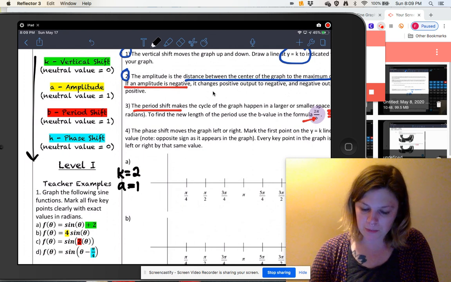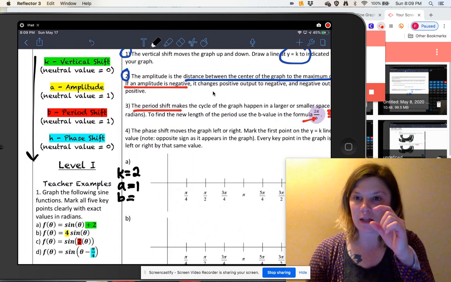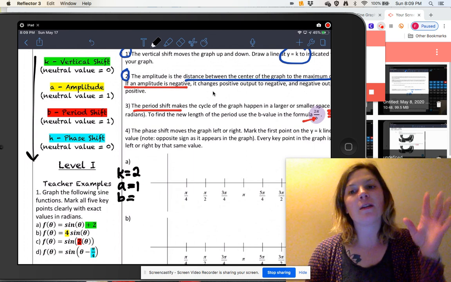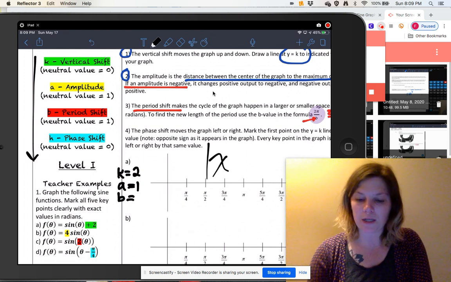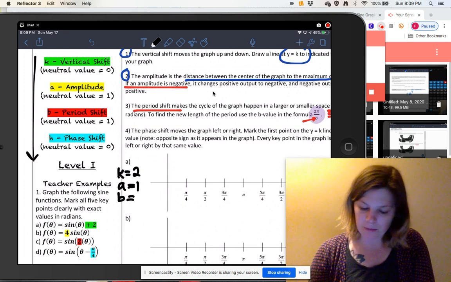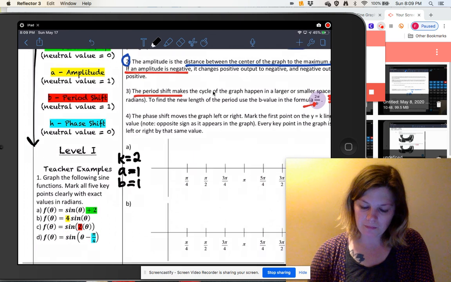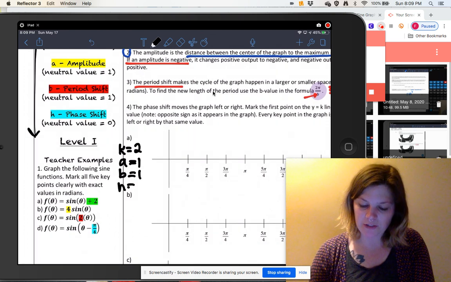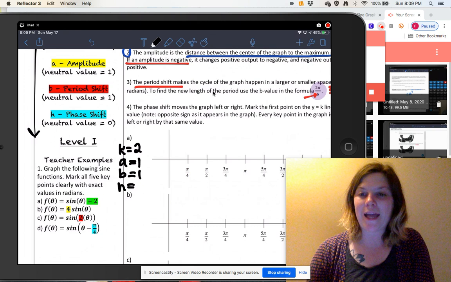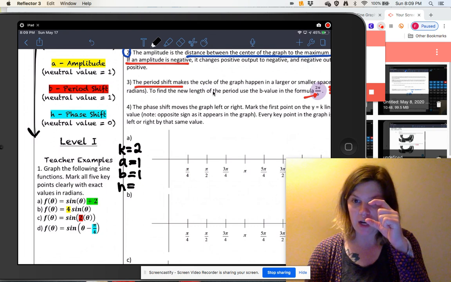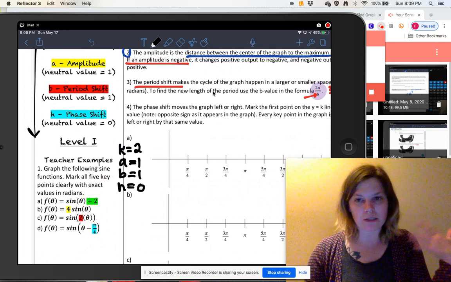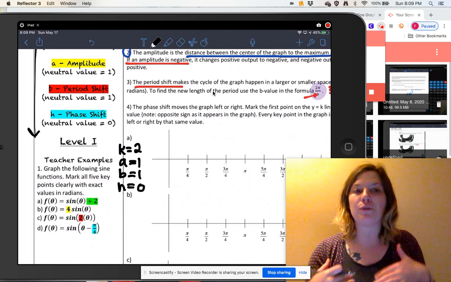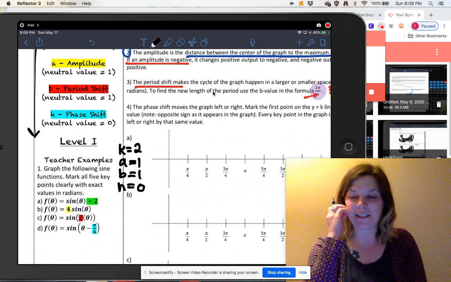All right, and then our B value, there's no number multiplying the theta symbol. Well, you know that it's a secret 1, right? Just like how if you had an X, it's actually 1X. So our B value is 1. And then we have our H, which is our phase shift, and nothing is being added or subtracted from the theta. And so that means we have a 0, because adding 0 is the same as doing nothing. So the neutral value for H is 0.